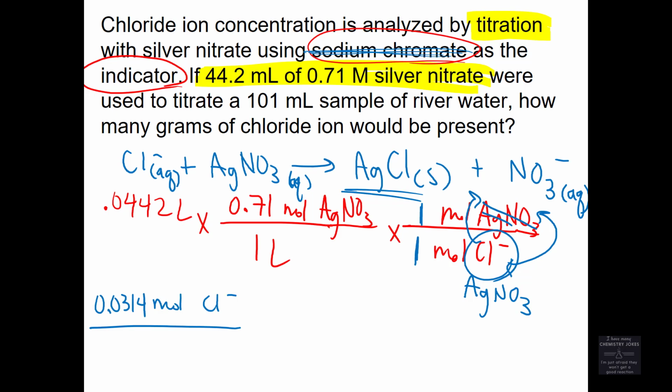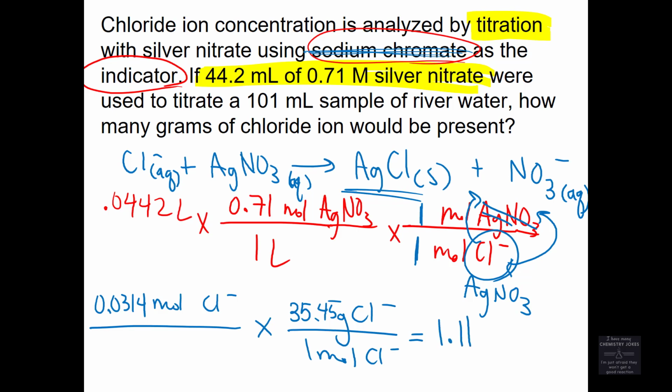I could have continued my top red string up there, but I was running out of space. I don't want to know moles of chloride in the end. I want to know grams of chloride in the end. And 1 mole of chloride weighs 35.45 grams. So how many grams of chloride ions must have been in a solution? 1.11 grams of chloride ions.